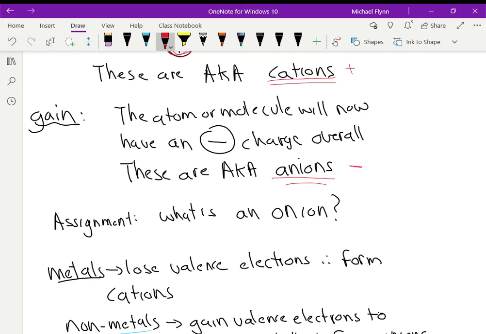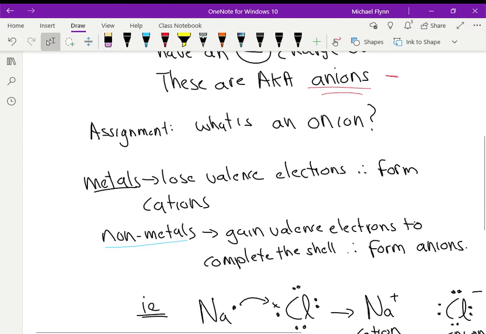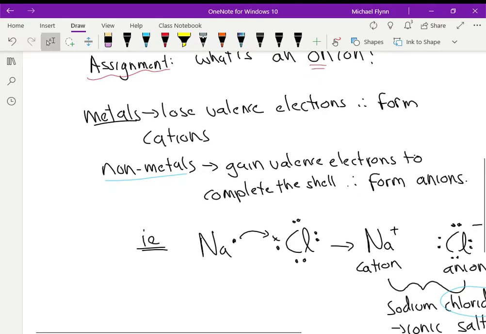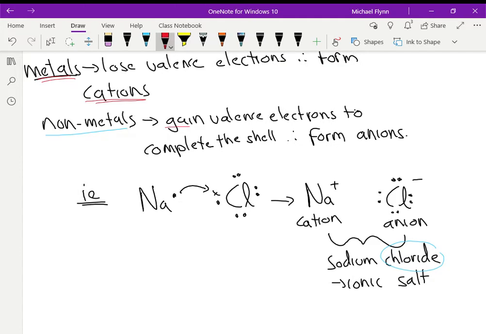Now, remember what atoms are trying to do. They're trying to fill their valence shell if you're a non-metal, or empty it if you're a metal. So metals tend to form cations. Non-metals tend to form anions. Now, I have this assignment for you. What is an anion? I mentioned that in the video yesterday. Bonus mark if you can tell me what an anion is. Metals tend to lose their valence electrons and form cations. Non-metals tend to gain valence electrons to complete their shell, and they form anions.